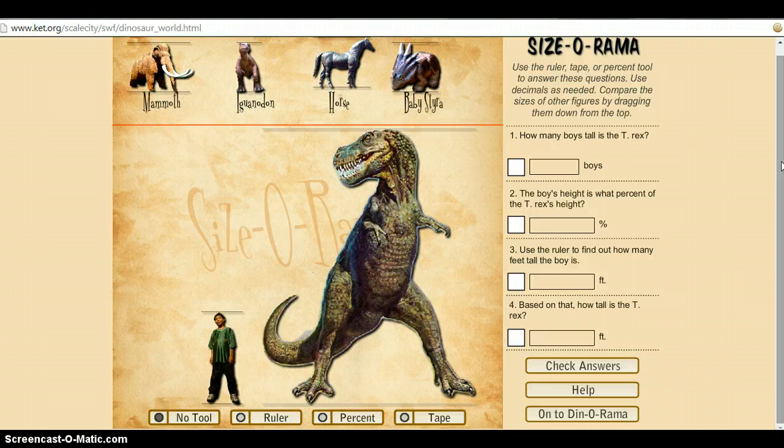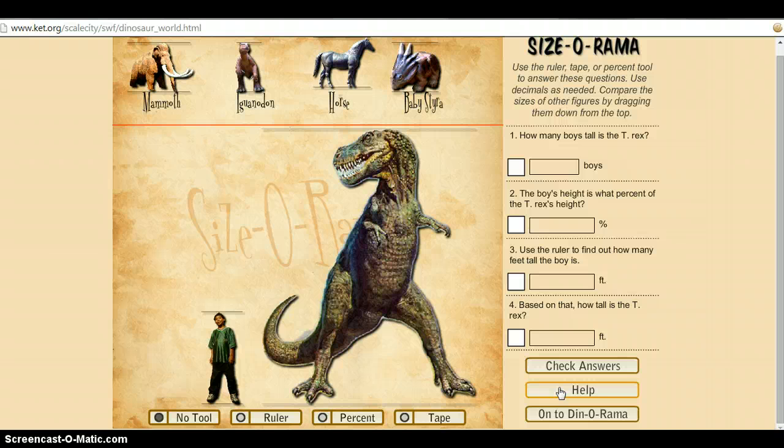And then after obtaining those measurements, they're able to create their ratios and proportions. Once students have gone through and answered each of these questions and given the percents or what their answer is in feet or how many boys they're talking about for these different questions, students can then check their answer. If students get their answer incorrect and they don't understand why, they are able to get help, and there will be a hint for whatever questions are left incorrect.